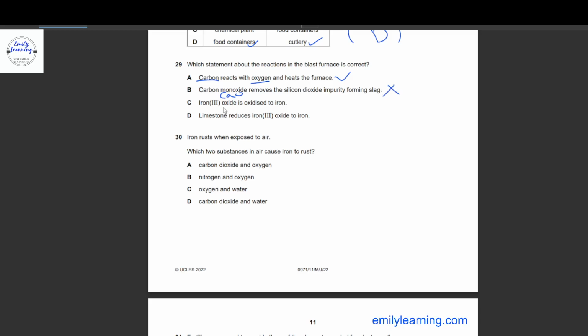So this is wrong. Iron 3 oxide is oxidized to iron. So if iron 3 oxide forms iron, this is reduction because it loses oxygen, so it's not oxidized. Limestone reduces iron 3 oxide to iron. No, limestone is not a reducing agent. In this case, it is carbon as well as carbon monoxide that reduces iron 3 oxide to form iron. So this is wrong. So the answer to 29 is A.